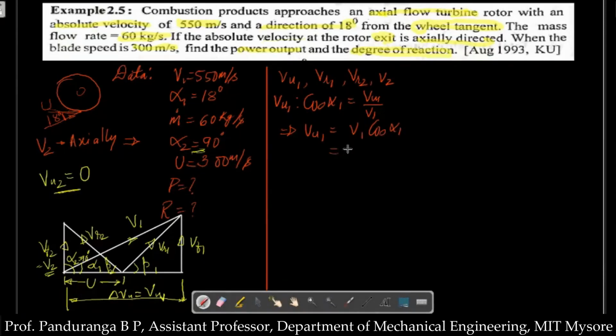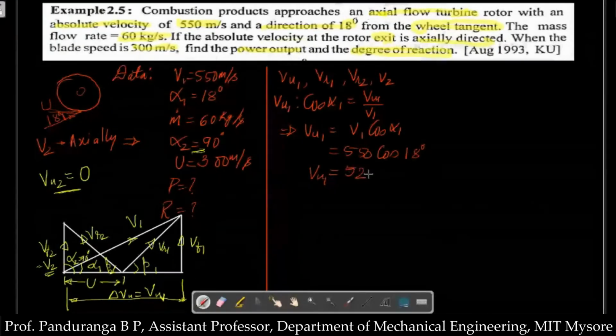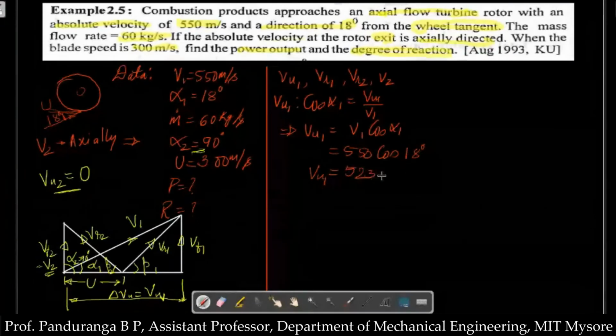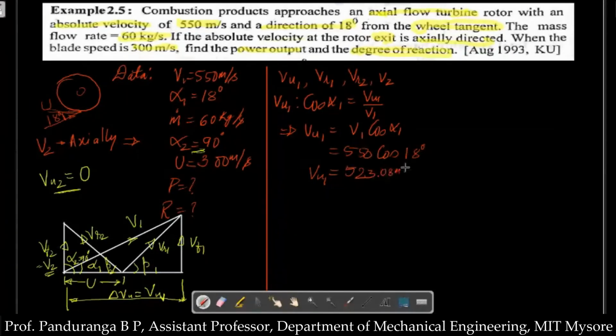So this will be equal to V1, which is 550 into cos of 18 degrees. So calculate this: 523.08 meter per second. Very good. Now we need VR1. So how to calculate VR1?